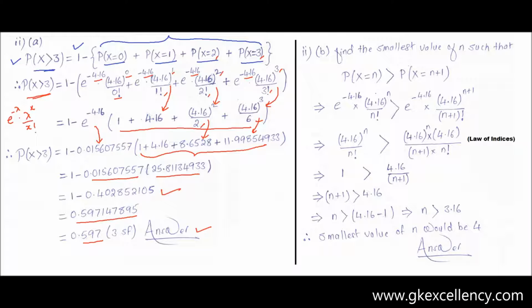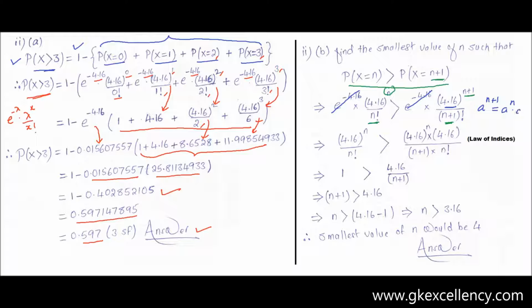Let me write the given condition here. Now simply plug in the value of lambda in the Poisson formula. Here n goes in for n, and n plus 1 simply goes here. Now we'll notice that this and this are cancelling. Now for 4.16 raised to n plus 1, we use the law of indices: a raised to n plus 1 is equal to a raised to n times a.